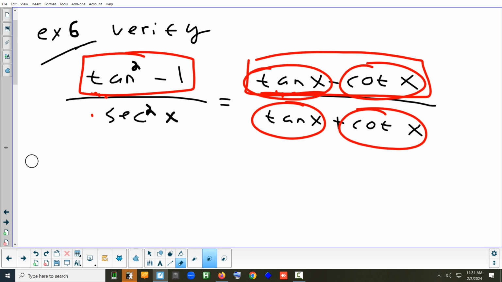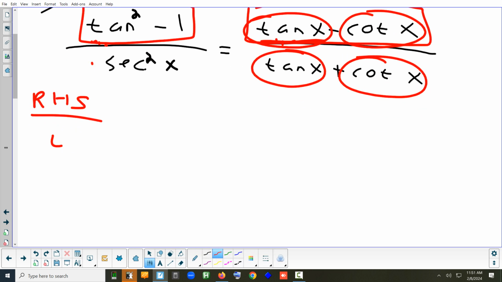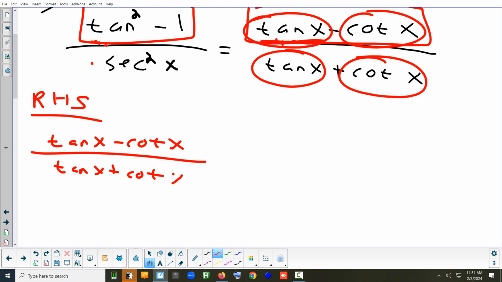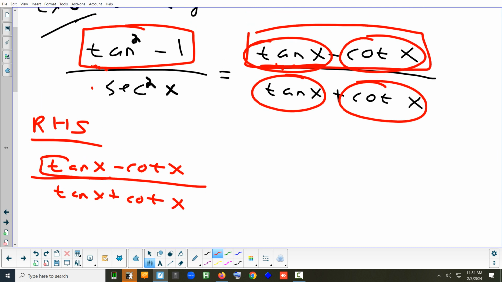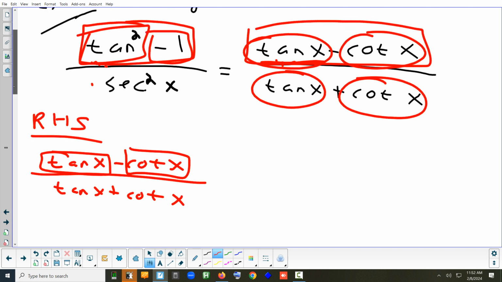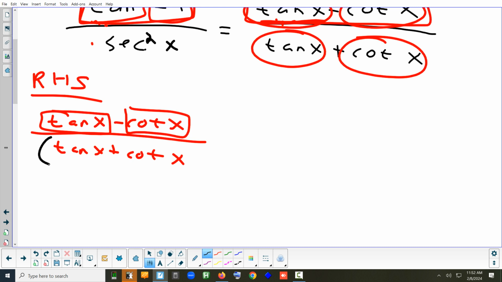So I'm going to take the right-hand side, and we're going to just copy it down. And I'm going to try and make this look exactly like that. And I can already see by doing that, it's going to end up making this look exactly like that. So that's a good thing. So we said we're going to multiply everything by what? Tangent. Tangent. And that's a distributive property.